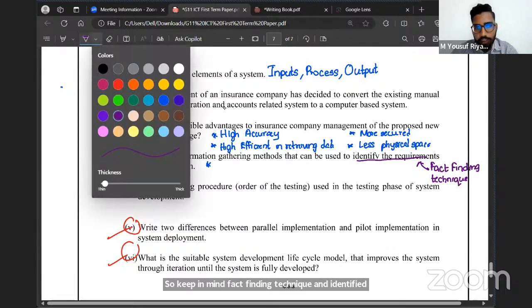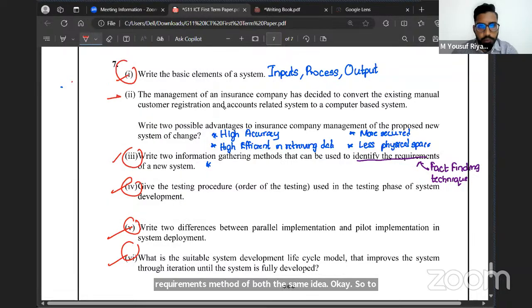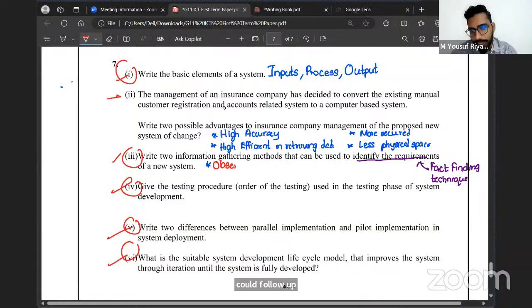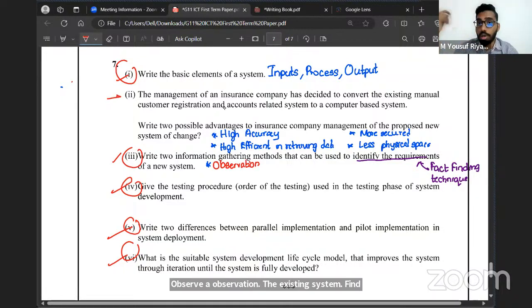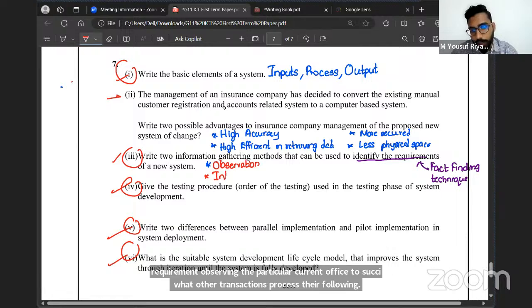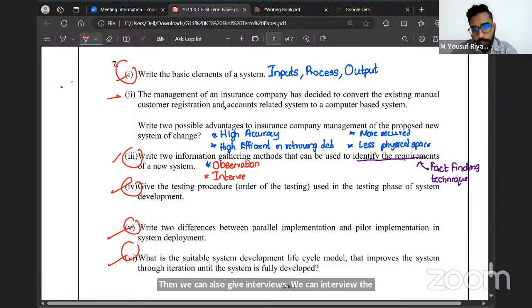So to find the requirements of a system, some of the methods you could follow are observation. That is observing the existing system to find their requirement, or observing the current office to see what are the transaction processes they are following. Then we can also give interviews. We can interview the client, our insurance company staff and all those people and see their requirements. Then we can give them questionnaires, like question answer papers, okay? So questionnaires.